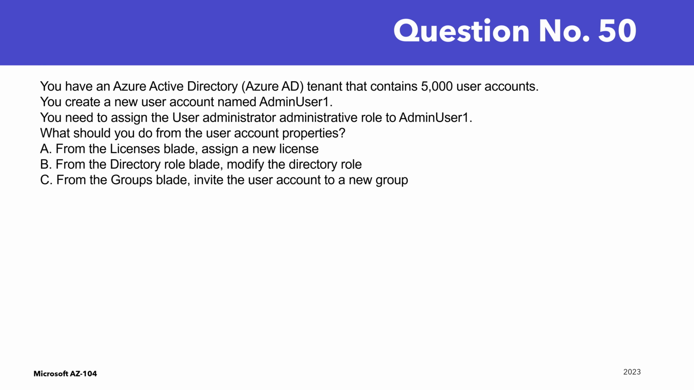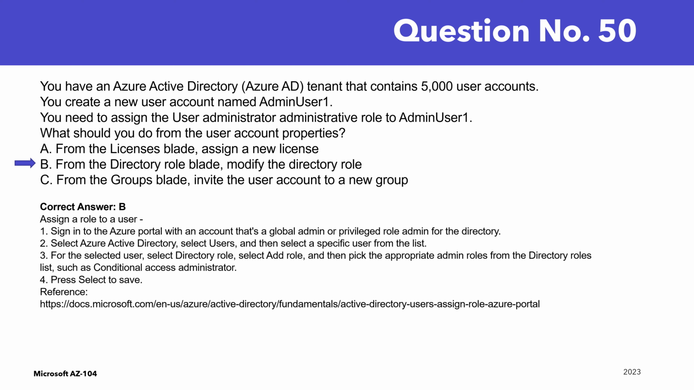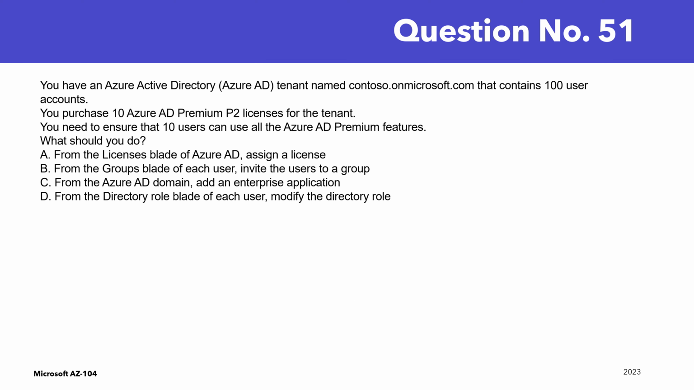You have an Azure Active Directory, Azure AD, tenant that contains 5,000 user accounts. You create a new user account named Admin User 1. You need to assign the User Administrator administrative role to Admin User 1. What should you do from the user account properties? A. From the Licenses blade, assign a new license. B. From the Directory role blade, modify the directory role. C. From the Groups blade, invite the user account to a new group. Correct answer: B.